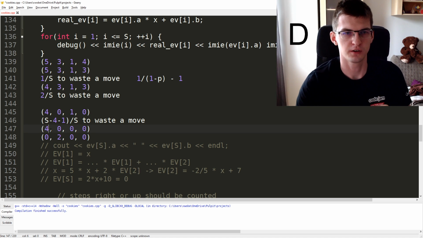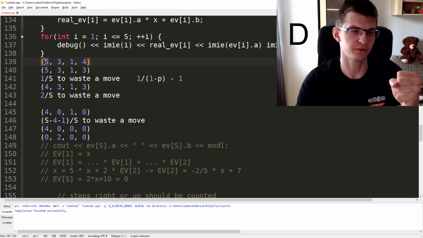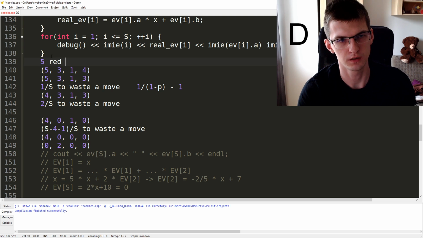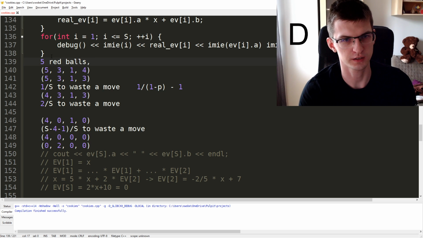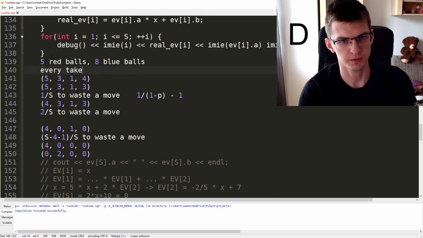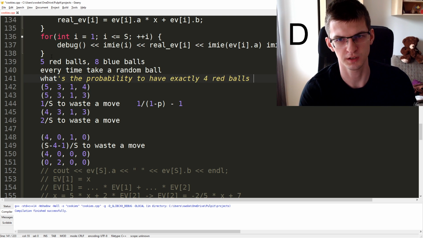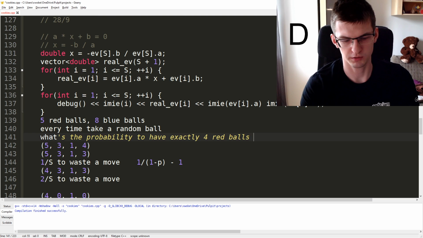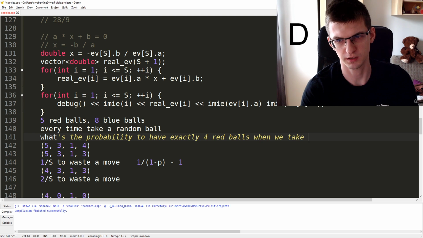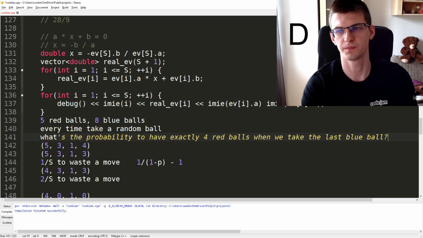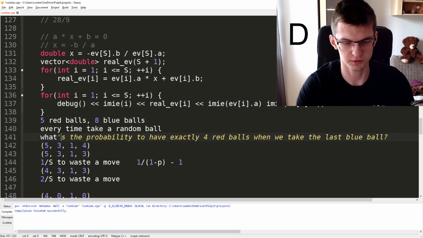If I have 5 red balls, and here it's what, 8 blue balls, every time take a random ball, what's the probability to have exactly 4 red balls? When we are out, we take the last blue ball. I think I need to solve this problem.